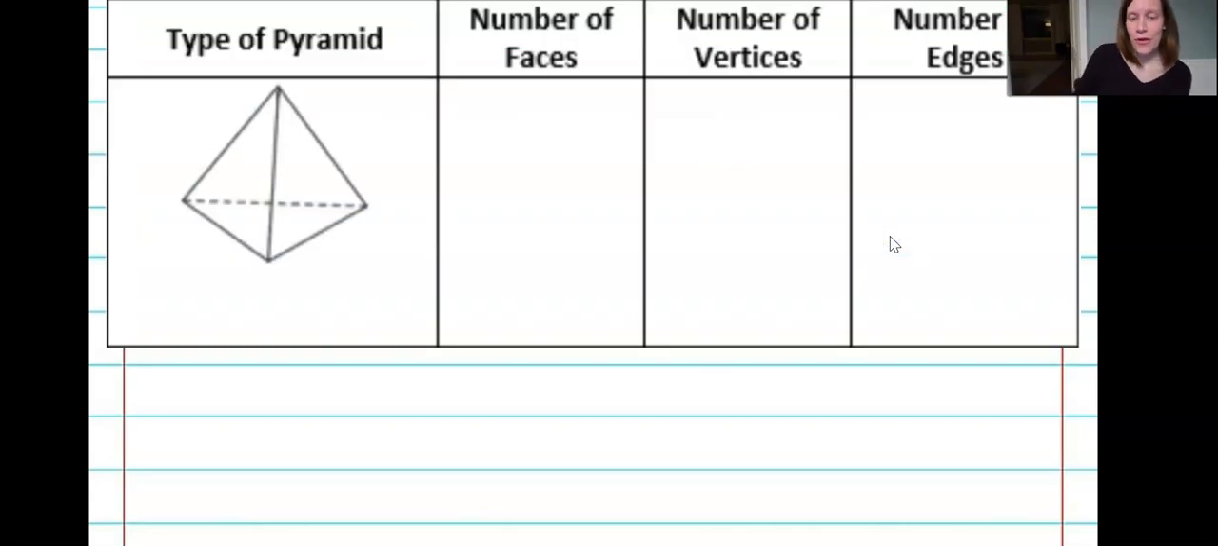Okay, so today's will be a little bit shorter because we've already gone over our vocabulary, and so we know what faces and vertices and edges are. What we're going to do today is look at them on pyramids. Now, a pyramid, unlike a prism, does not have two bases, it just has one base.